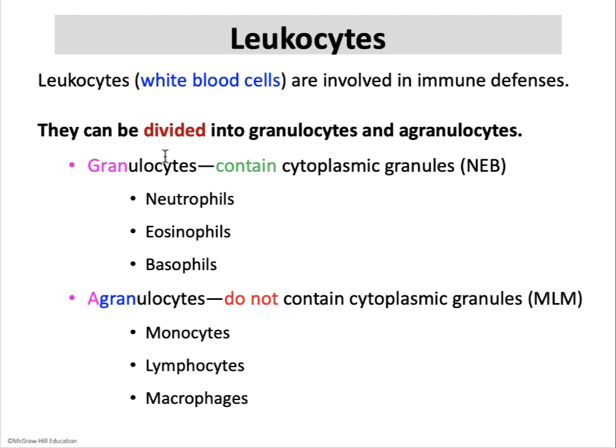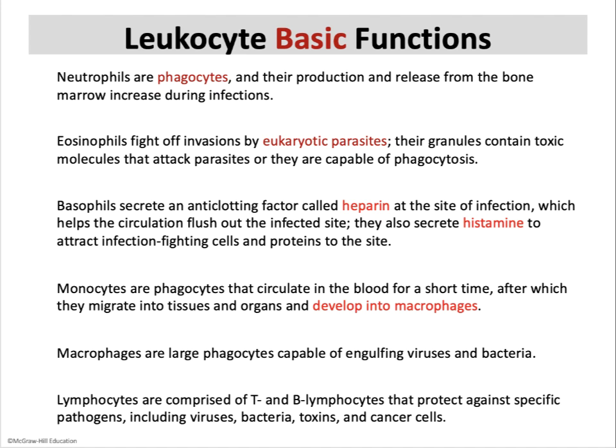And then the second population are the agranulocytes. They do not contain distinct granules in their cytoplasm, and they are the monocytes, which give rise to the macrophages, and the lymphocytes, the B and T cells. Each cell population has a primary function within the blood. Neutrophils are phagocytes. That means they eat other things such as bacteria. An expansion in the number of neutrophils in a patient is indicative of infection.